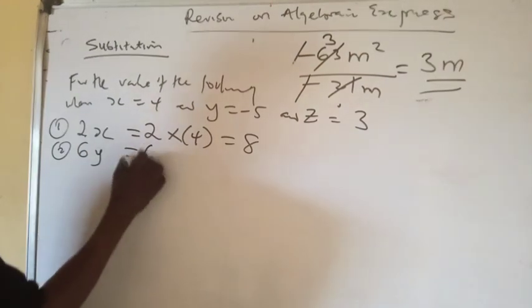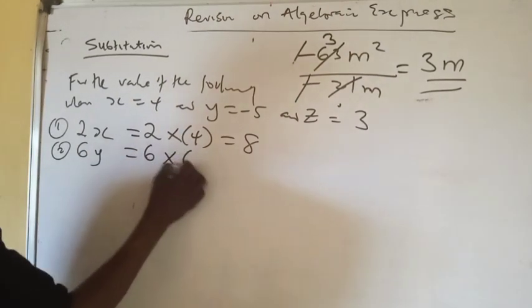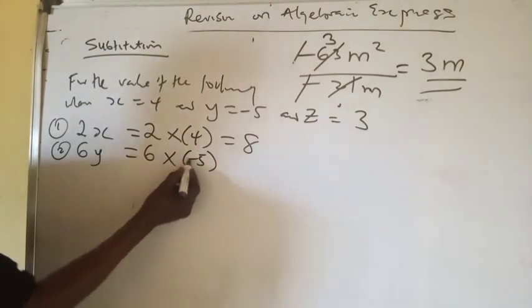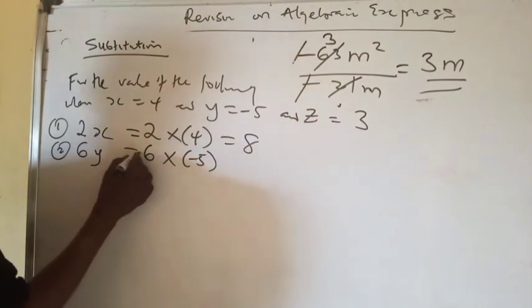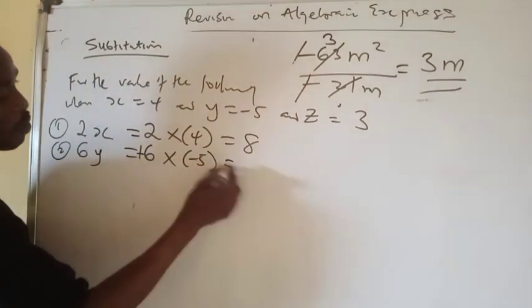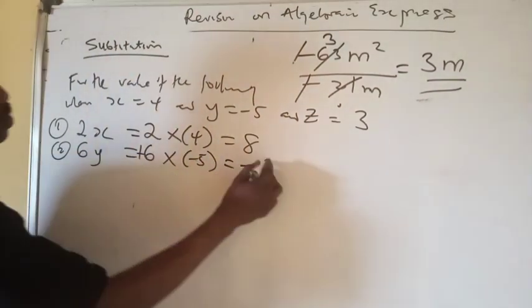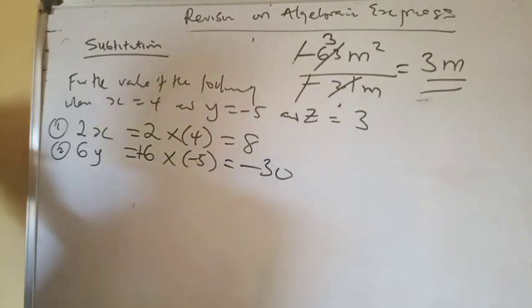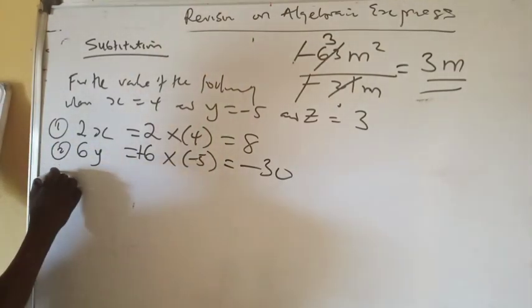6y will become what? 6 multiplied by minus 5. This number is directed, yes or no? Yes, we have to direct this one by pushing it with plus. Plus minus will give me what? Minus 5 times 6, what? Minus 30.